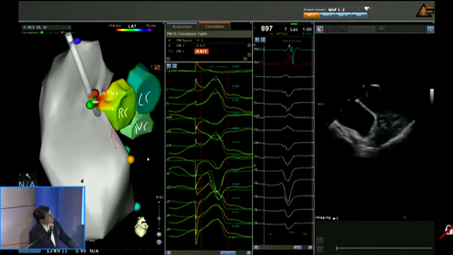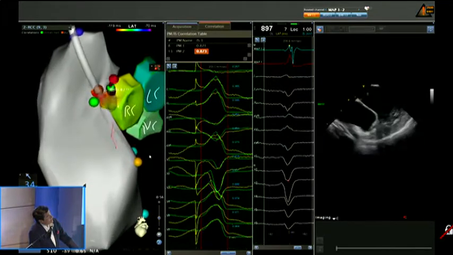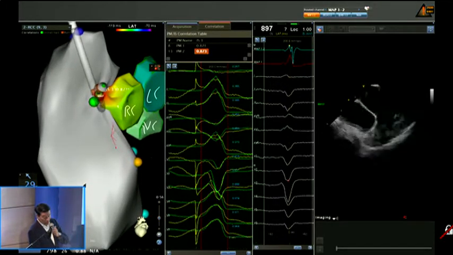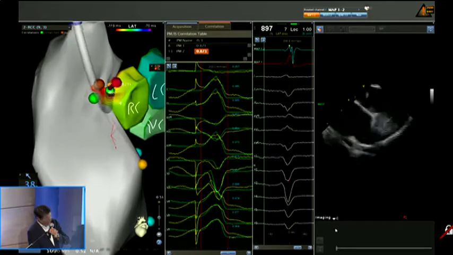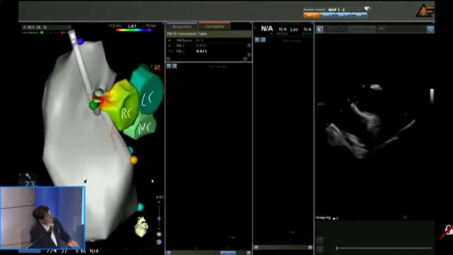With the electrogram, we can see the CARTO screen. Diego, I would like to ask something to Andrea. Yes, Andrea is listening to you.